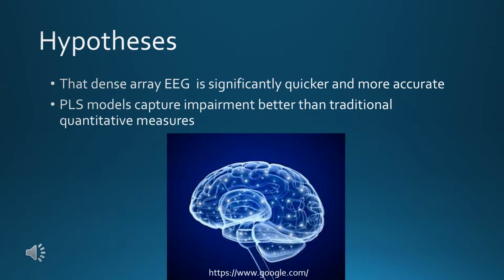The hypotheses of the study are that the dense array EEG is going to be significantly quicker and more accurate than previous methods, and that the PLS models capture impairment better than the traditional quantitative measures.